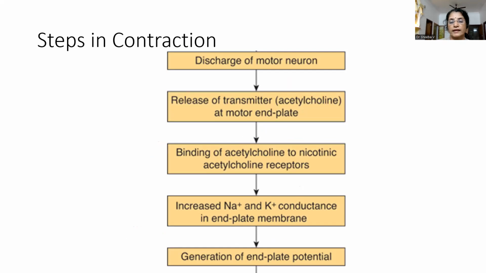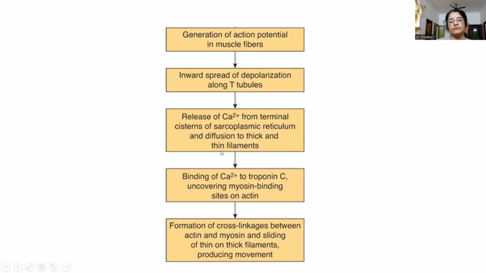Let us see the steps in muscle contraction. Here it is mentioned starting from the neuromuscular transmission itself. Discharge of motor neuron. You remember the structure of the neuromuscular junction. It causes the release of acetylcholine. Binding of acetylcholine with nicotinic receptors increases the sodium and potassium conductance in the end plate membrane. Generation of end plate potential. This end plate potential causes the action potential in the muscle fibers.